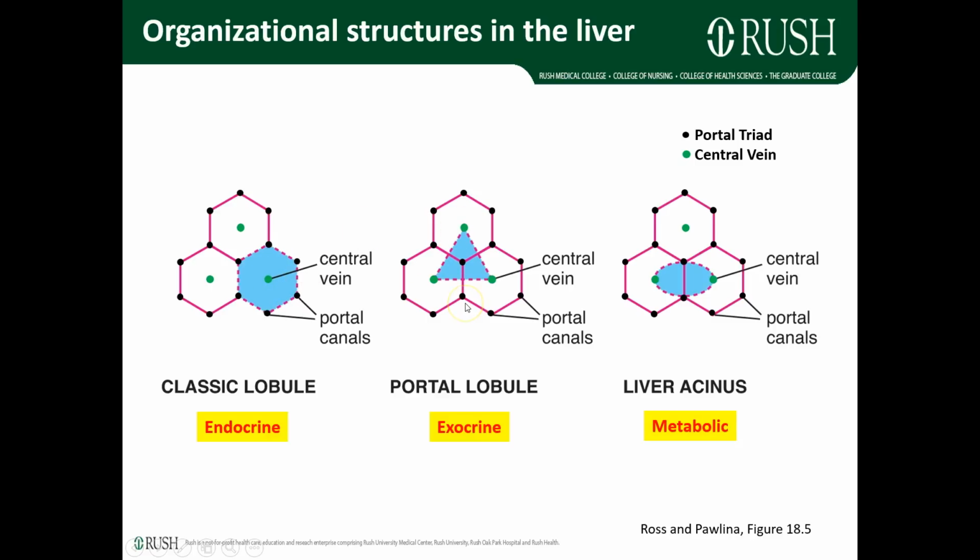Concept number 2 is the portal lobule. In the portal lobule, the center is the portal triad as indicated by this black dot. And on the periphery are these central veins coming from the adjacent lobules. Once again, the drain is from the outside in, but in this case, the drainage is the bile that's traveling from the central vein towards the portal triad.